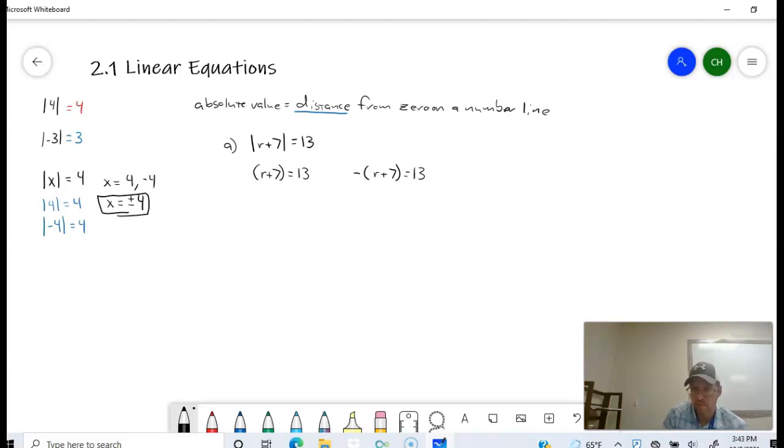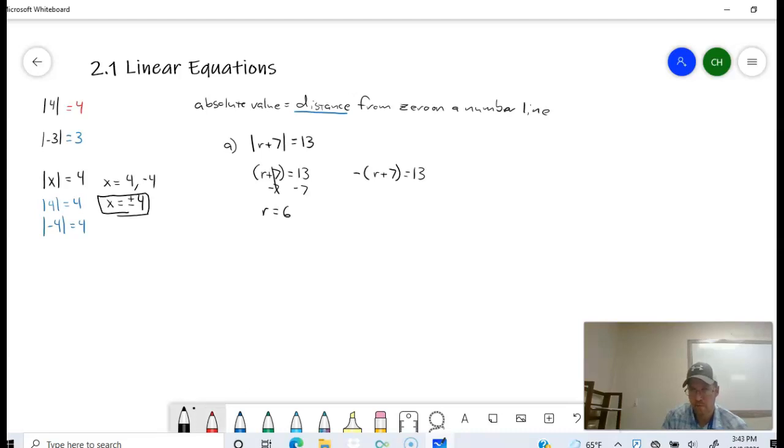So on this first one, where I just took what was inside it, r plus 7 equals 13, now I can subtract the 7. I've gotten rid of my absolute value brackets. I'm going to subtract 7 from both sides, get some cancellation. R is equal to 6.